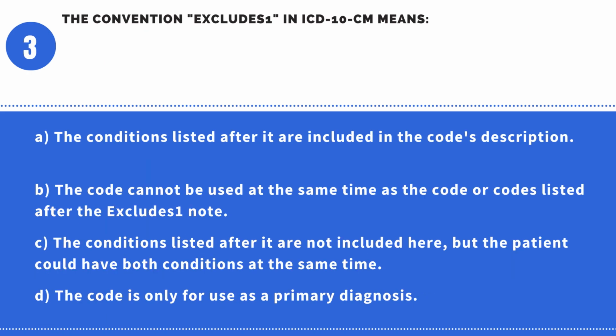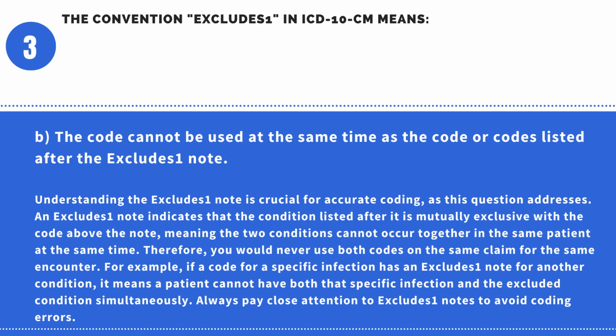Question 3. The convention Excludes1 in ICD-10-CM means: A. The conditions listed after it are included in the code's description. B. The code cannot be used at the same time as the code or codes listed after the Excludes1 note. C. The conditions listed after it are not included here, but the patient could have both conditions at the same time. D. The code is only for use as a primary diagnosis. Answer: B. The code cannot be used at the same time as the code or codes listed after the Excludes1 note.